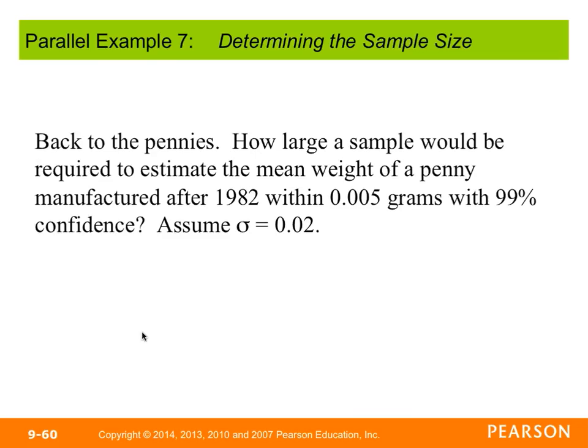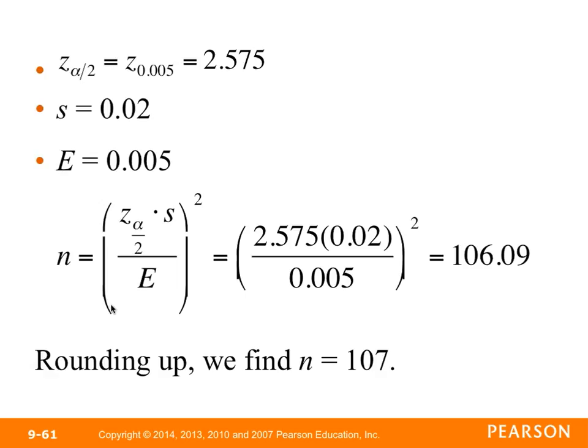So let's go back to the pennies. We want to know how large of a sample would be required to estimate the mean weight of a penny manufactured after 1982 within 0.005 grams with 99% confidence. And we're going to assume our sigma is 0.02. So we calculate our z. This is 99% confidence, so again this is 0.005, which we already discussed. So that's 2.575. S is 0.02 because that was given. And the error that we're okay with having is 0.005.